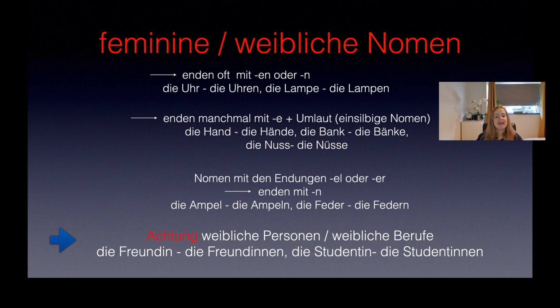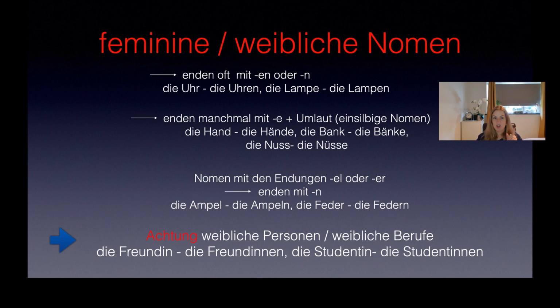And nouns ending with el or er simply end with n. For example, die Ampel, die Ampeln, that are the traffic lights on the street. Another example, die Feder, die Federn, that are the feathers. Die Feder, one single feather. Die Federn, more than one feather, the feathers.